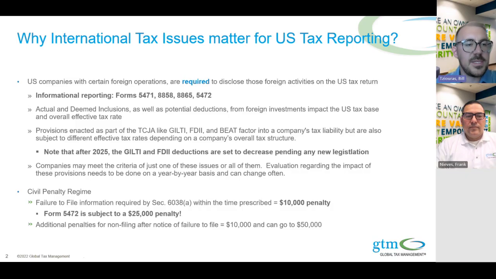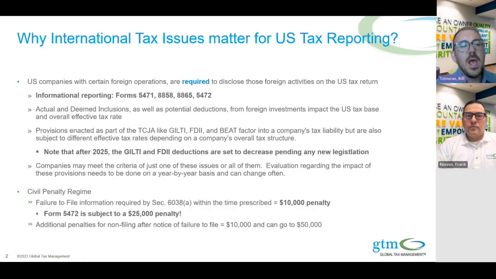There's a quantitative analysis that happens, and some of these income inclusions and potential deductions get reported on the U.S. tax return. And there were provisions from the TCJA, which is the Big Tax Reform Act of 2017. Mainly, we're talking GILTI, FDII, and BEAT, and they factor into a company's tax liability. But they're also subject to different effective tax rates, right, depending on the company's overall tax structure and their attributes. We do want to point out that after 2025, those deductions related to GILTI and FDII are set to decrease pending any new legislation.